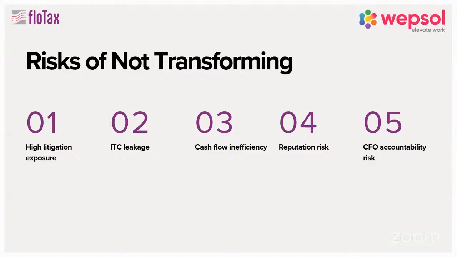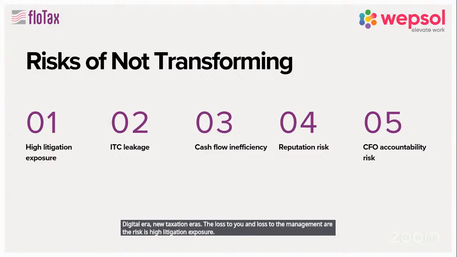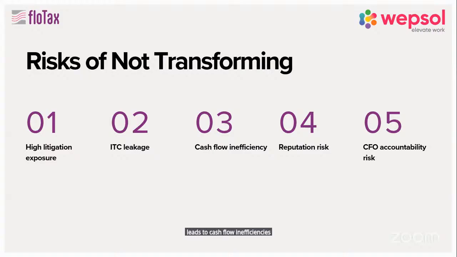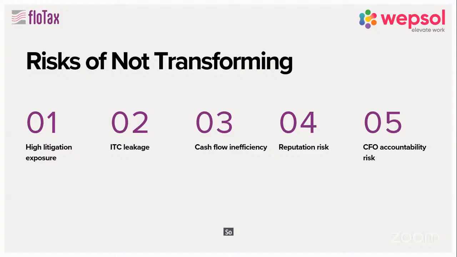Yeah. If you are not transforming from your old methods to the new digital era, the new taxation era, the loss to you and to the management, or the risk, is high litigation exposure. There will be too many notices coming, a lot of ITC leakage where you are supposed to get a benefit but you are not taking it, leading to cash flow inefficiencies. And the more tax litigation notices, automatically your reputation risk will go up. Many companies think, these people are having so many notices, I think the internal controls are not correct, so this company may not be doing well. So the reputation in the market will go down.